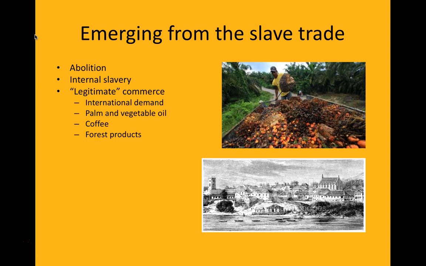West Africa in particular, places like the Gold Coast, proved to be really good for growing coffee. And other forest products, including the beginnings of the use of rubber.